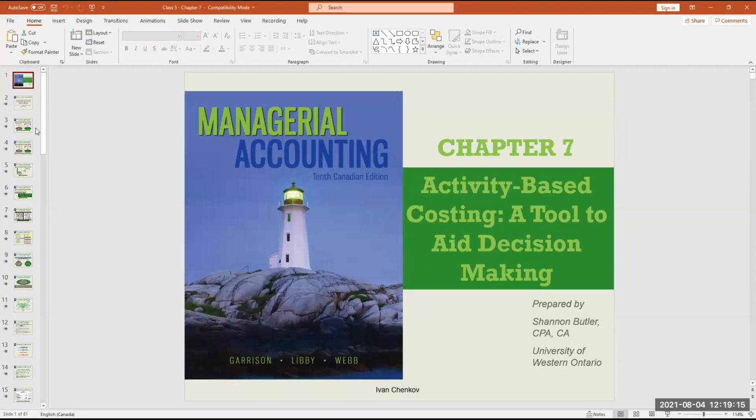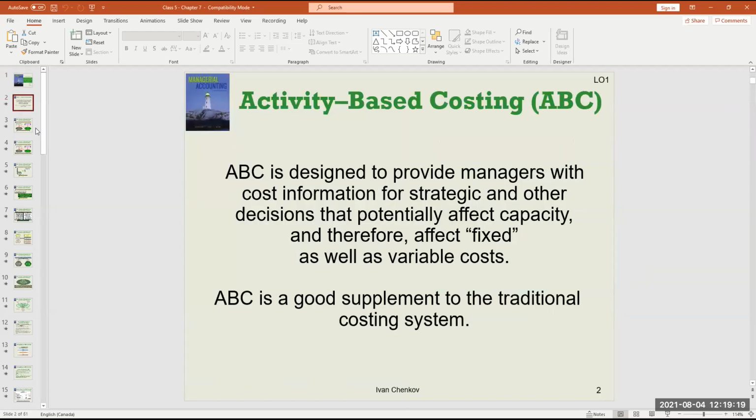Activity-based costing. That's what I'm going to talk about today. So, what we learned so far. You as a manager, not as a student. Stop seeing yourself as a student. You as a manager, you have to know a lot of things.